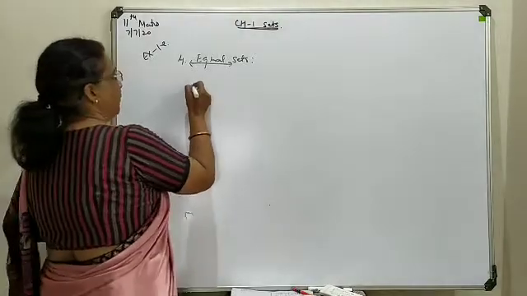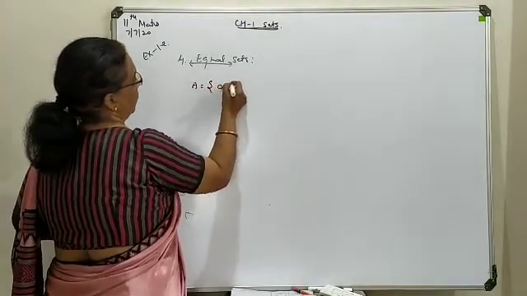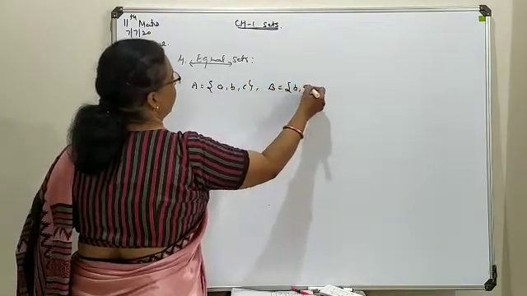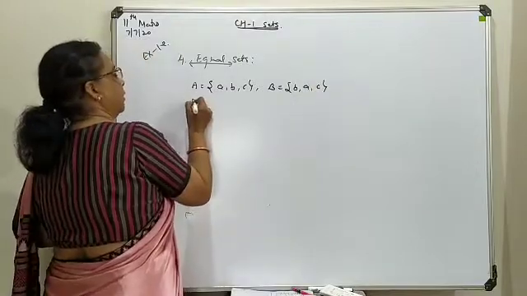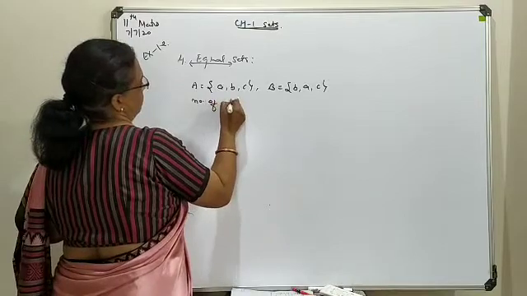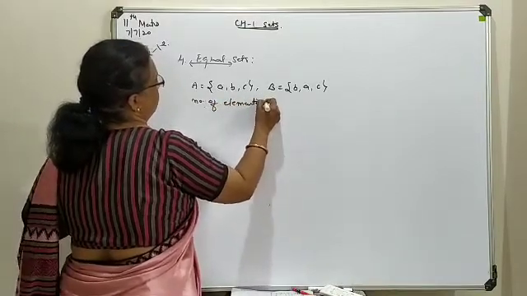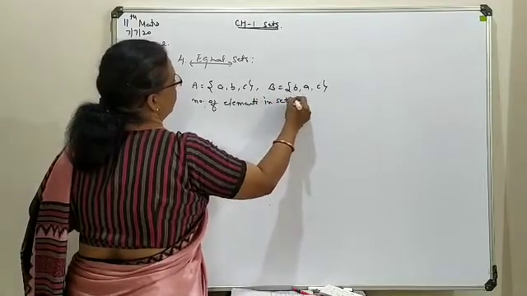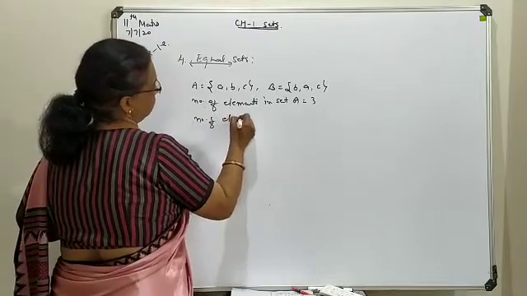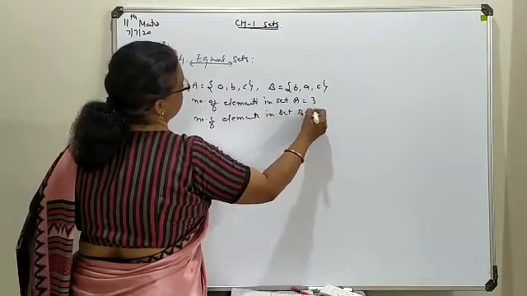For example, here order doesn't matter. Suppose we have here A, B and C. In set B we have B, A and C. Here you can see the number of elements in set A is equal to 3. The number of elements in set B is also 3.